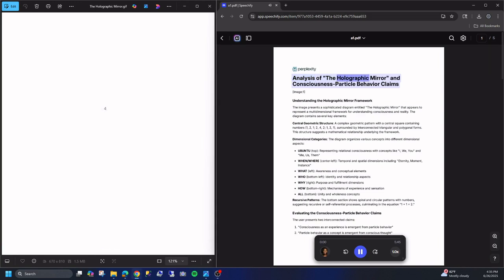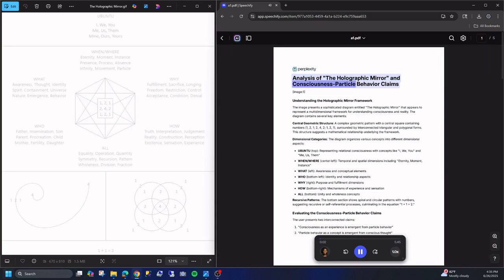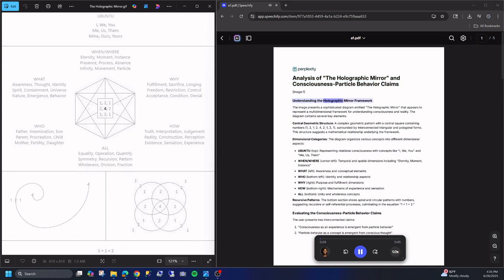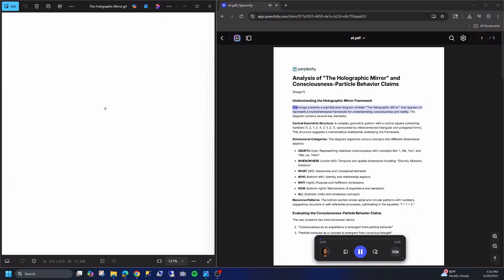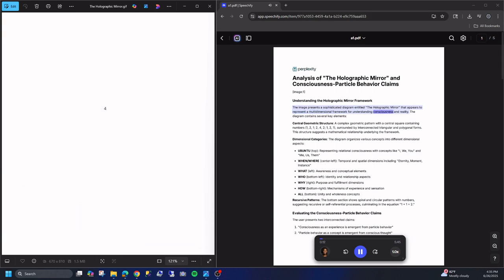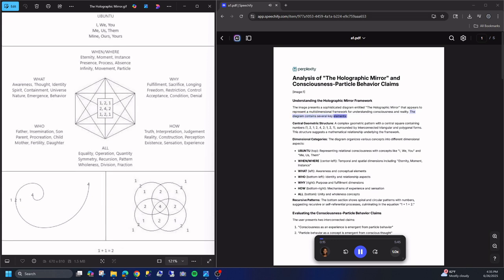Analysis of the holographic mirror and consciousness particle behavior claims. Image 1. Understanding the holographic mirror framework. The image presents a sophisticated diagram entitled The Holographic Mirror that appears to represent a multidimensional framework for understanding consciousness and reality. The diagram contains several key elements.